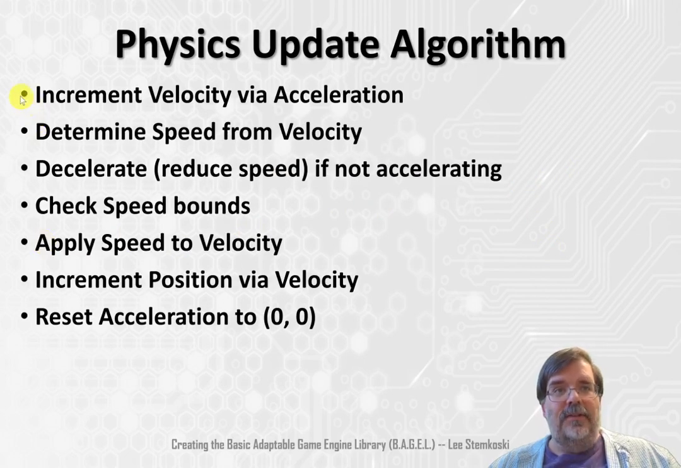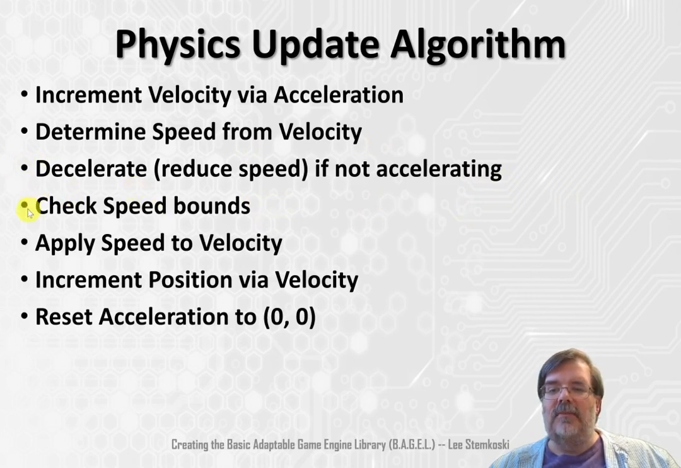And finally, with all this information in mind, here's how the physics updating algorithm will work. It will require a bunch of information to be stored, like position, velocity, and acceleration. And the first step will be to increment the velocity according to the acceleration. Next, we'll have to make sure that the velocity, and specifically the speed, is within the boundaries we set. So first, we can extract the speed from the velocity. That's the length of the velocity vector. We'll decelerate if we're not accelerating. And then we need to check the speed bounds.